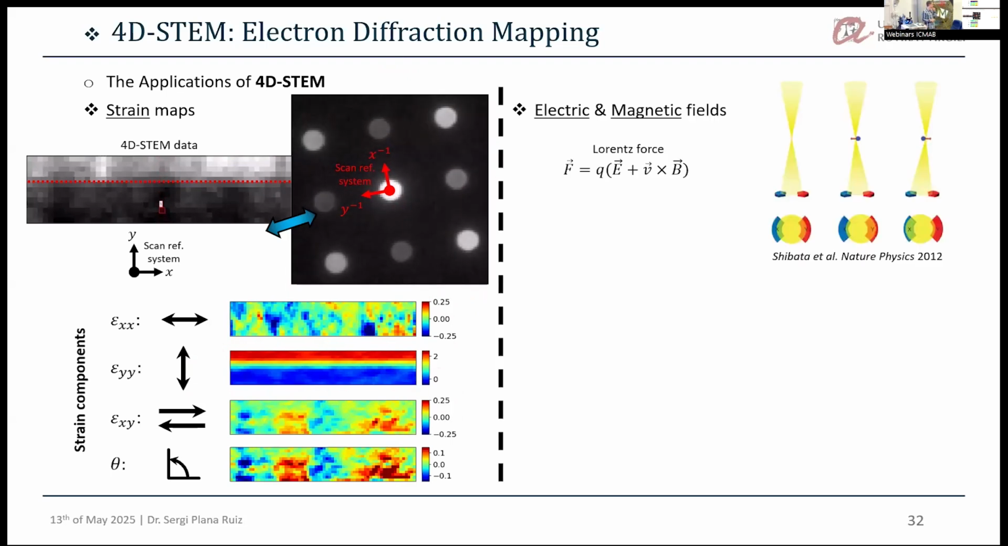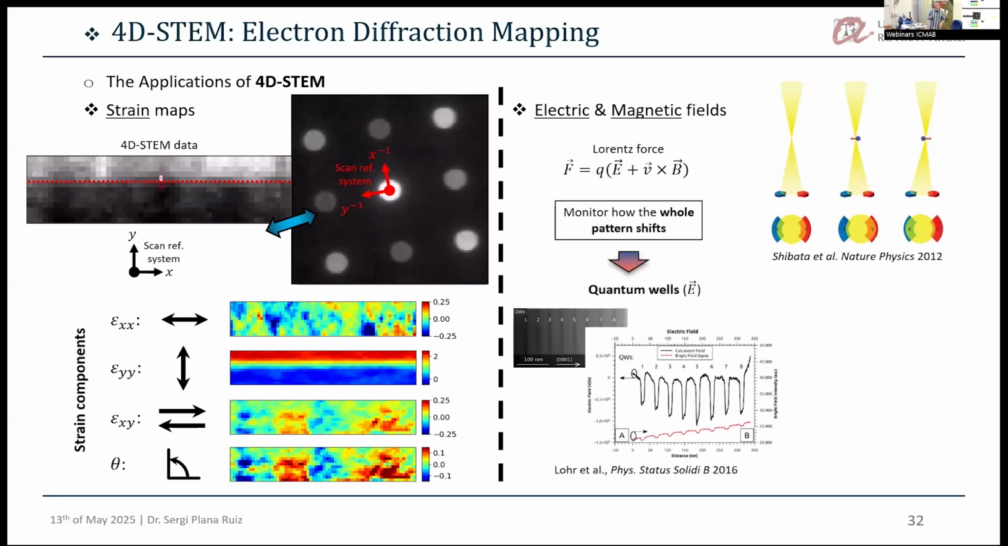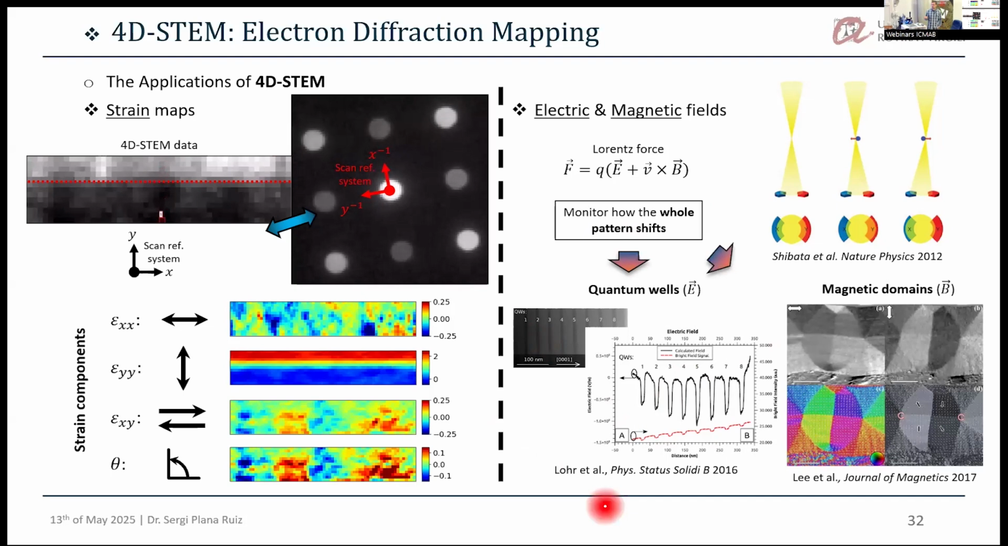Also, you can map electric and magnetic fields. If you shoot a charged particle across an electric or magnetic field, these fields will deviate its trajectory. So in this case, what we would do is just monitor how the whole diffraction pattern is shifting. And by doing that, we can extract electric and magnetic field properties out of our materials. For example, we could obtain values of the electric field from quantum wells, or if you have a magnetic material, we could determine the magnetic domains that are present and how the magnetic field is in that kind of particle.